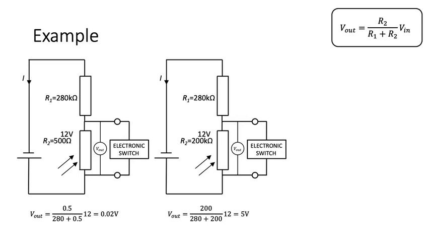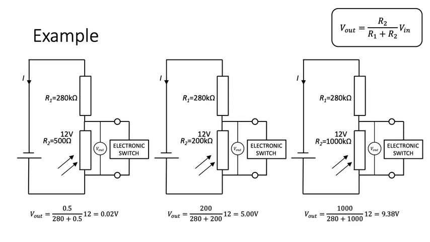If, say, it gets even darker, what's the darkest it can possibly get, pitch black, then the resistance of R2 will go up to 1 mega ohm, which is 1,000 kilo ohms, and V out will be, well, a much greater proportion of the total input. If we do the sums, it works out to 9.38 volts, which is, again, more than enough to turn the switch on. So that's an example of a sensor with a potential divider being used to control a circuit.